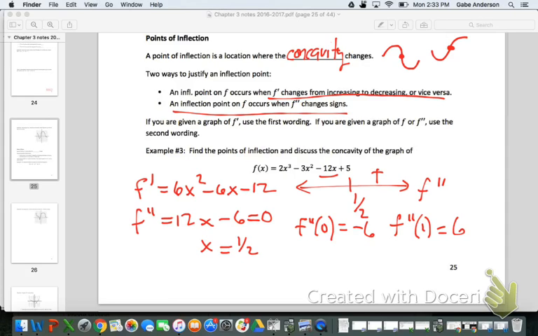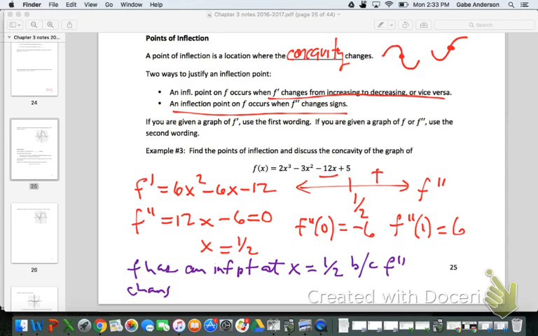So based on what we've got up there, is x equals 1/2, is that an inflection point of f? Yes. Yes, it is. So we would say this. F has an inflection point at x equals 1/2 because f double prime changes signs at x equals 1/2. Okay. Doing okay still? Any follow-ups?